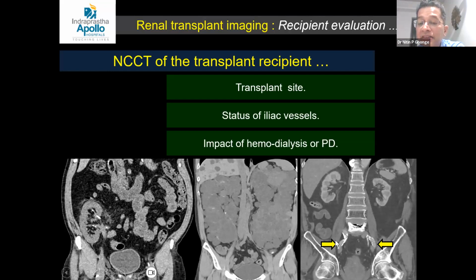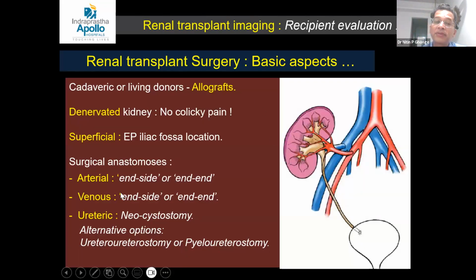Otherwise, in this case, there is enough space, but what we can see is significant atherosclerosis in the iliac vessel. So this is important because direct implantation, direct anastomosis, is not easy in this case. So this assessment is required for transplant patients. For the transplant surgical techniques, you are already aware.